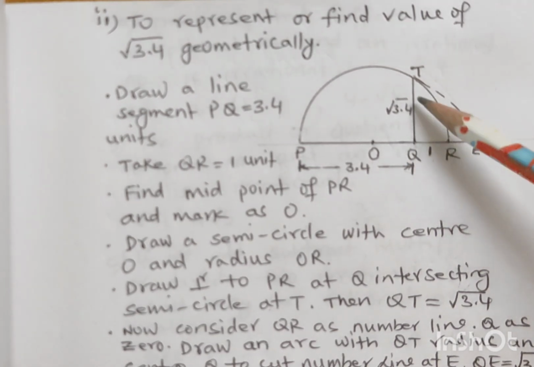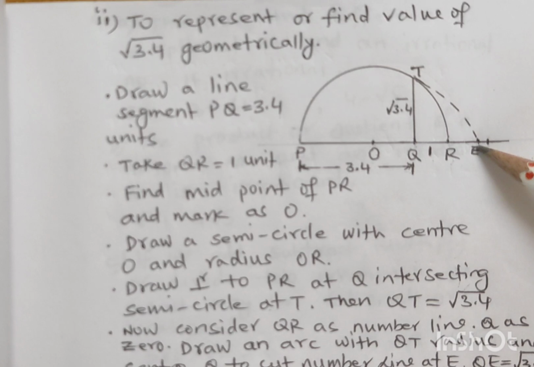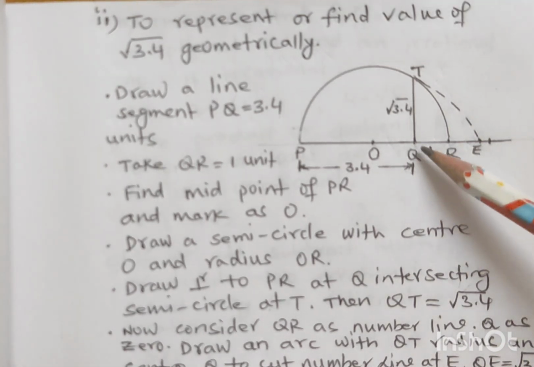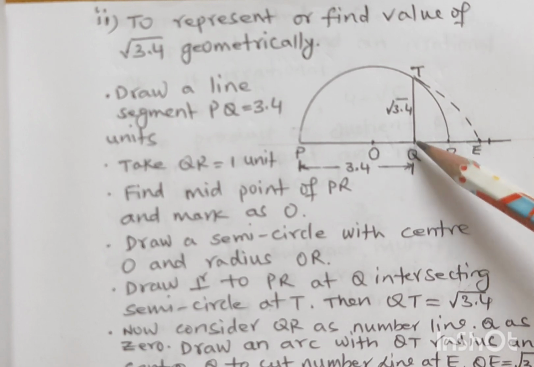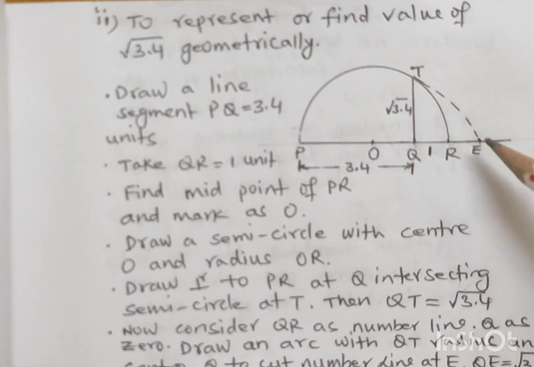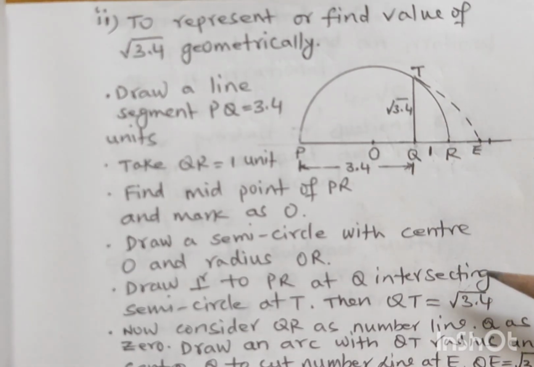With Q as center and QT as radius, if we draw an arc, it will cut this line at E. Now if we take Q as the 0, then QE will be the measure of root 3.4.